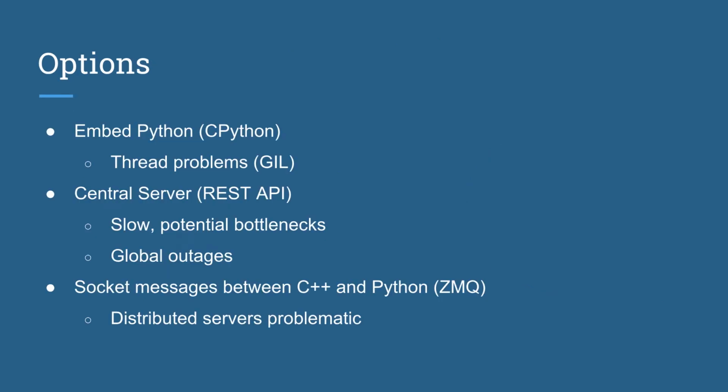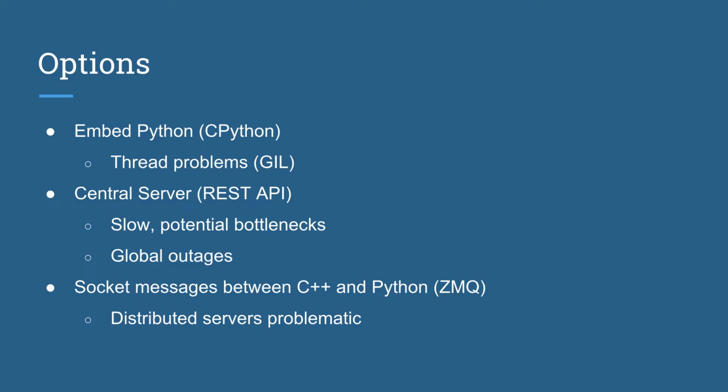We came up with three options. The first was that we could embed Python using CPython. This had some problems behind the scenes because of the global interpreter lock. It meant that it might become slower when it's really crucial that it's not slow.